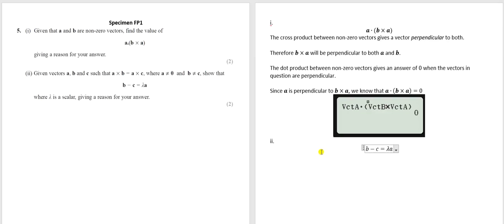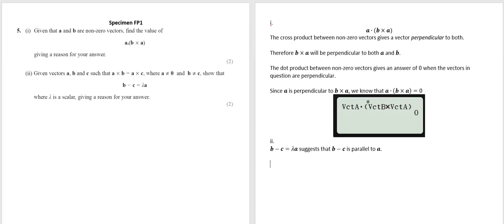What I'd be tempted to do here is start with the result I'm trying to prove and ask myself what it tells me. What does this suggest? If B minus C is equal to lambda times A, where lambda is just some scalar constant, then that means that B minus C is parallel to vector A. So we need to somehow prove that.